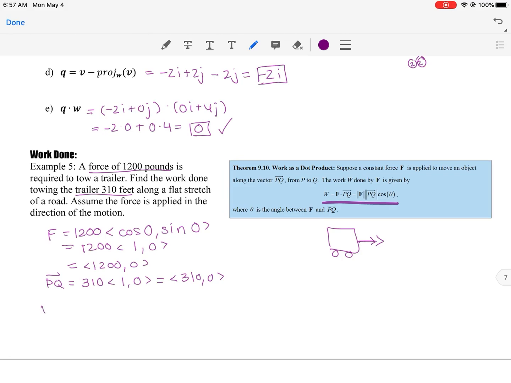Okay, so therefore, the work done is the dot product of these two, 1,200, 0 times 310, 0. So we'd have 1,200 times 310 plus 0 times 0, which is 372,000. And our label here is actually foot-pounds.